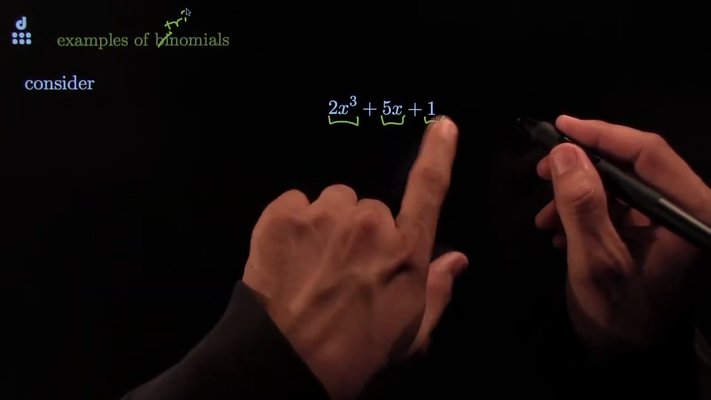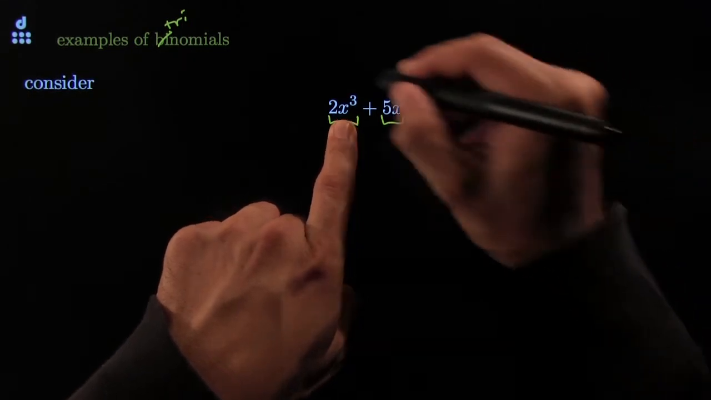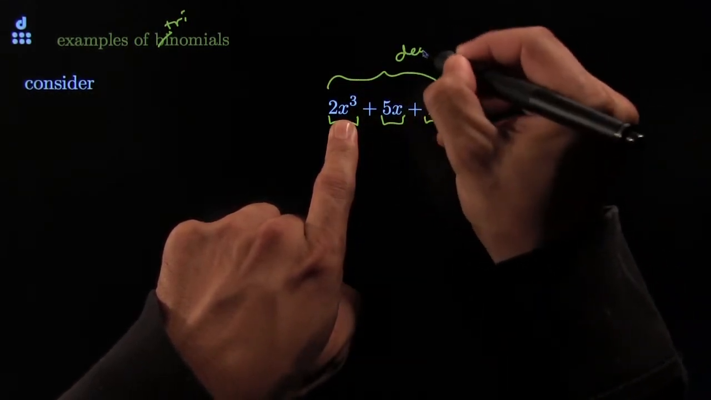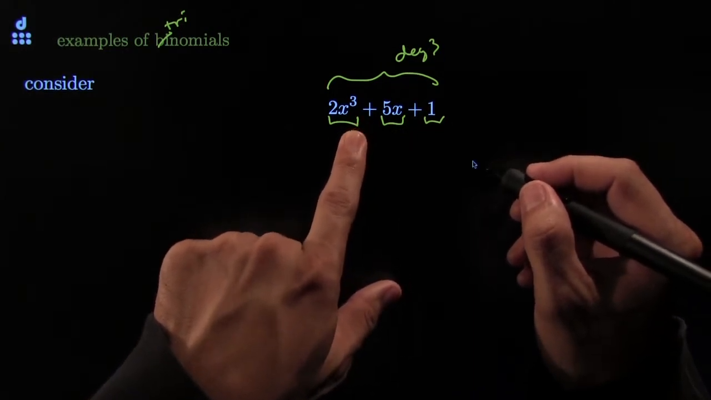And the degree for it, well, this is degree 0, this is degree 1, and this is degree 3. So the degree for the whole thing, degree 3. This is called a degree 3 trinomial. Okay? Pretty easy, right?